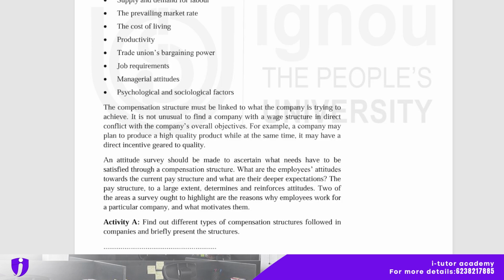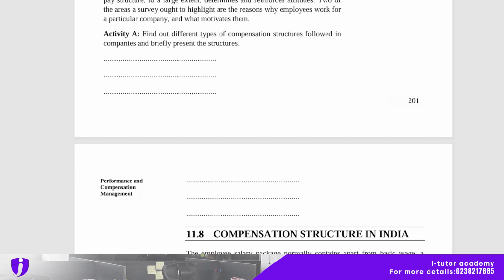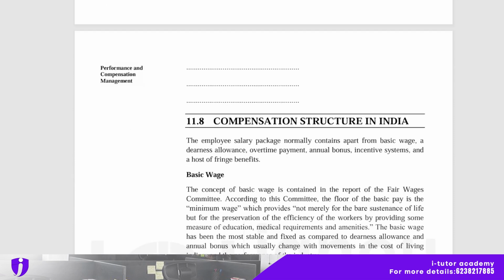An attitude survey should be made to ascertain what needs have to be satisfied through a compensation structure. What are the employees' attitudes towards the current pay structure, and what are their deeper expectations? The pay structure to a large extent determines and reinforces attitude. Two of the areas a survey ought to highlight are the reasons why employees work for a particular company and what motivates them.